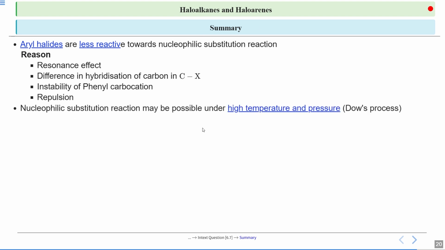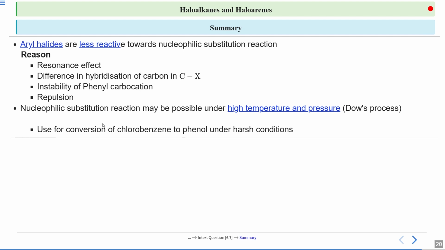Nucleophilic substitution may be possible under high pressure and temperature, which is known as the Dow process. The Dow process is used for the conversion of chlorobenzene to phenol under harsh conditions.